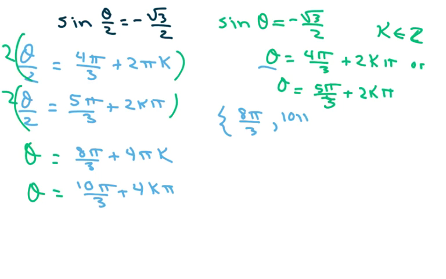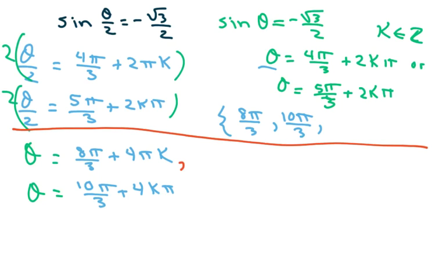That's when k is 0. Now when k is 1, let me do a line here. When k is 1, you're going to get 8 pi over 3 plus 4 pi, which is 12 pi over 3. And this would be 10 pi over 3 plus 12 pi over 3. And adding that up, you get 20 pi over 3 and 22 pi over 3.